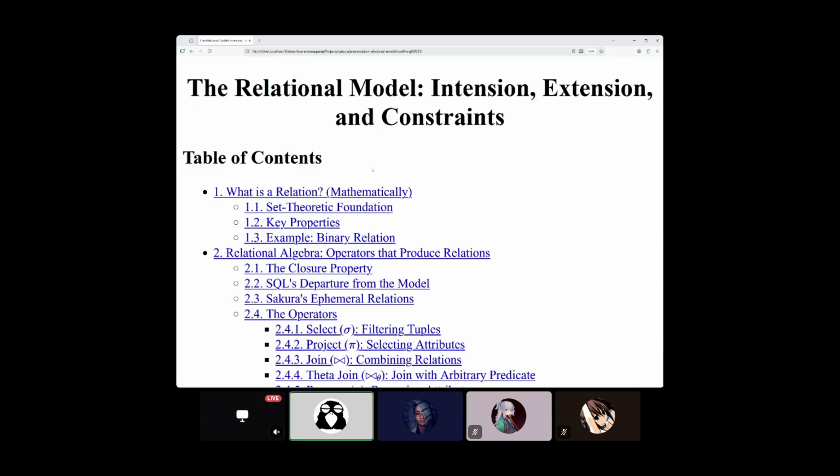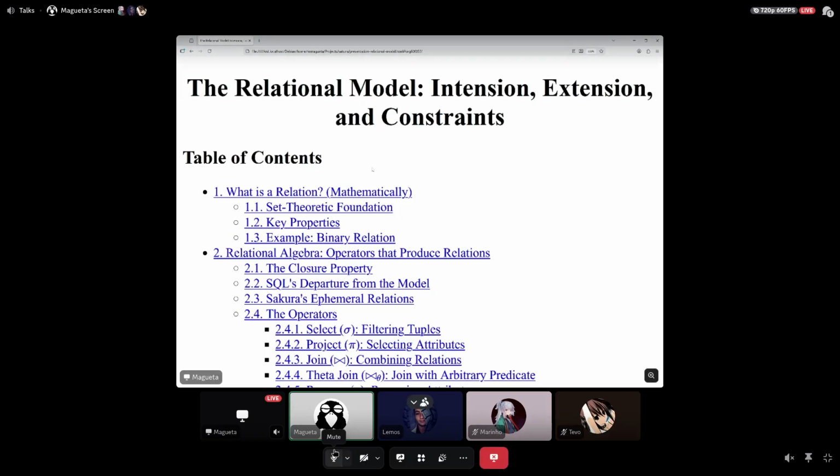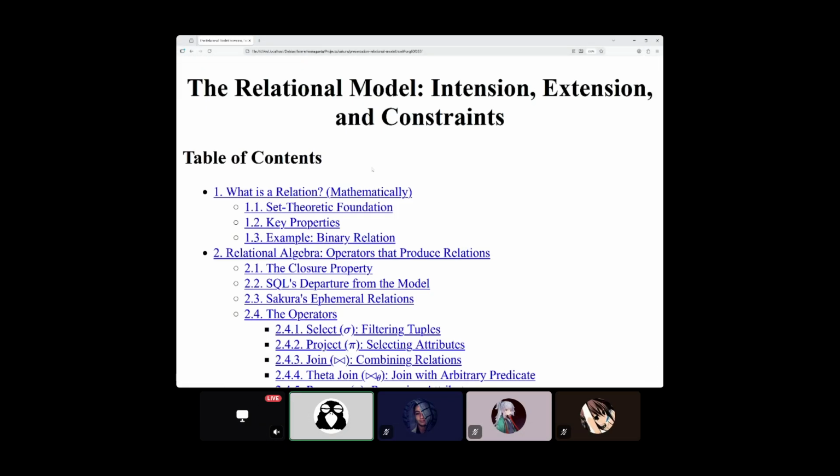So today we're going to be departing into a new adventure to explore the relational model, intention, extension, and constraints. But first, we need to clarify a couple of other tangential topics that will give us the necessary yet rudimentary tools for us to determine what's the importance of constraints.